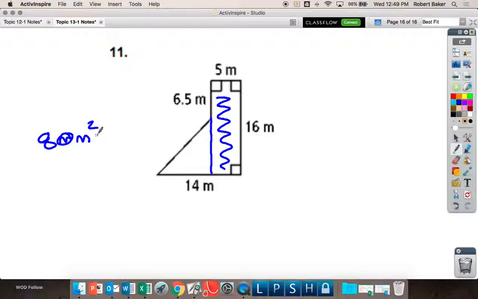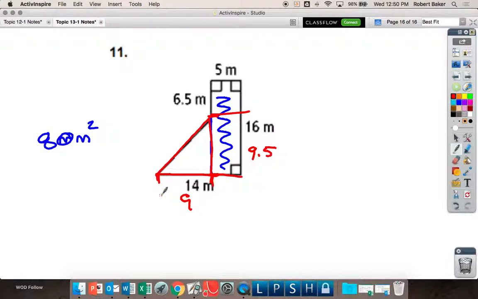So now we're stuck trying to find the area of the triangle here. 16 minus 6.5, get the height. So we're trying to find the area of this red triangle now. If the whole thing is 16 and we take away 6.5, how tall is the triangle? 9.5. So now the triangle from here to here is 9.5 meters tall. Now the whole thing from here to here is 14 units long, and if I take away 5, this piece right here is 9 units long.